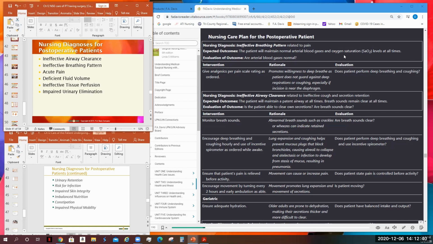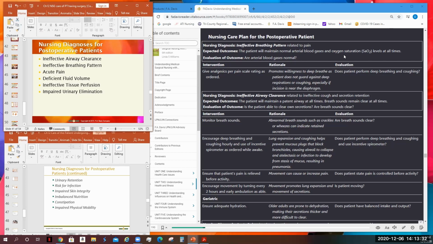Are breath sounds clear? Intervention: monitor breath sounds. Rationale: abnormal breath sounds such as crackles or wheezes can indicate retained secretions. Encourage deep breathing and coughing hourly and use of incentive spirometer as ordered while awake. Lung expansion and coughing helps prevent mucus plugs that block bronchioles, causing alveoli to collapse and atelectasis or infection to develop from stasis of mucus, resulting in pneumonia. Does patient perform deep breathing and coughing and use incentive spirometer?